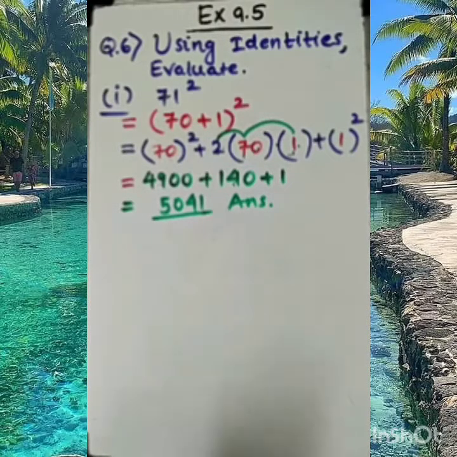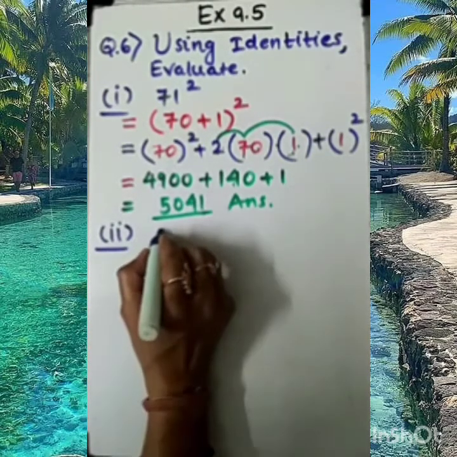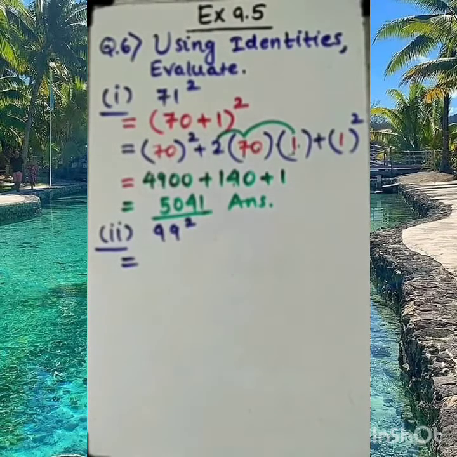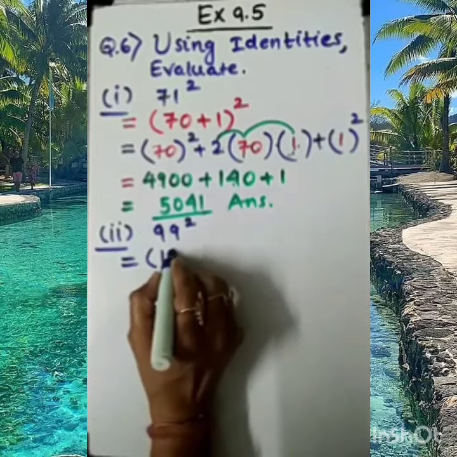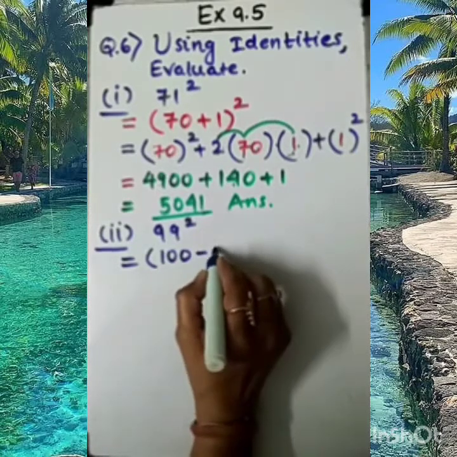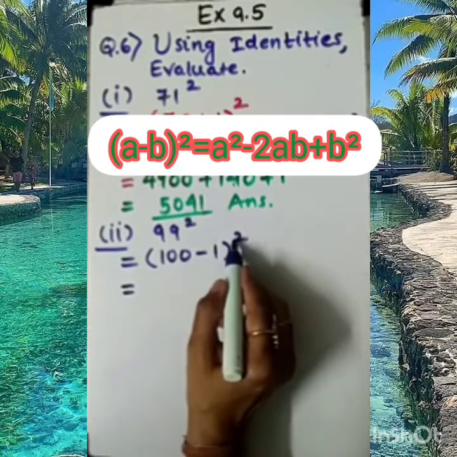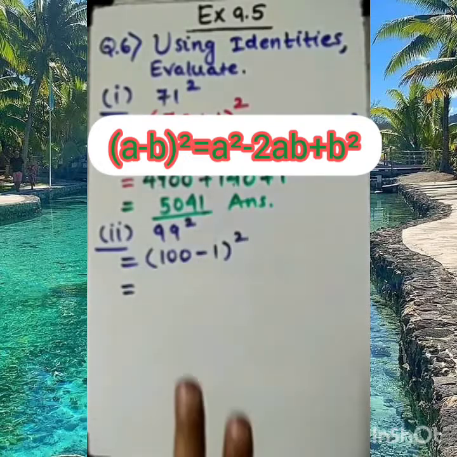Now let's work out the second part. What is our second part? 99 square. So how can we write 99? It should be nearest to 100. Using estimation, we write it as nearest 100 minus 1. 99 can be written as 100 minus 1 whole square. So again you can see we need to apply a square identity, but here it is a minus sign, so we need to apply the second identity.